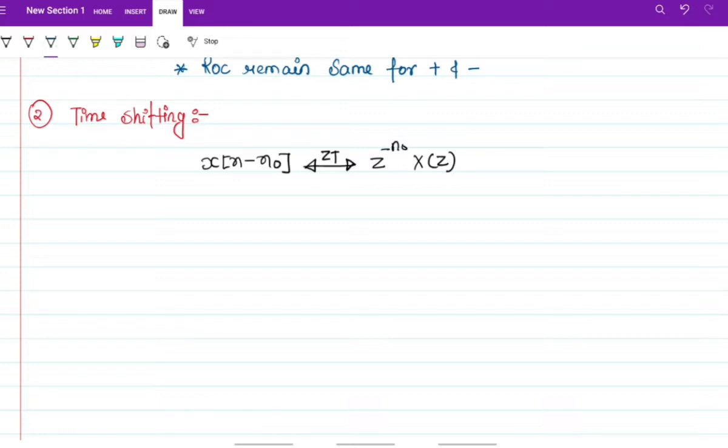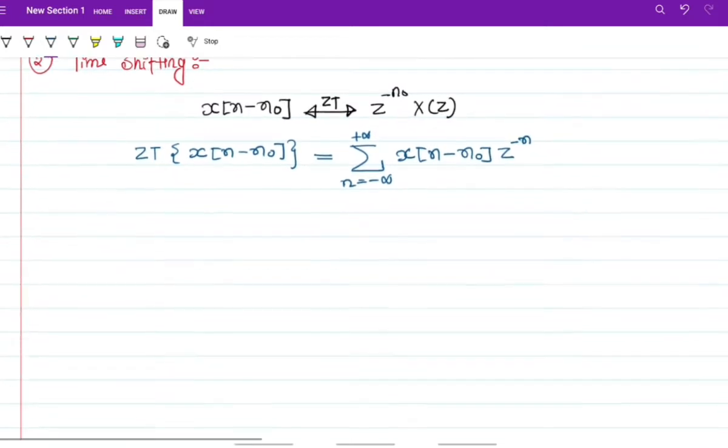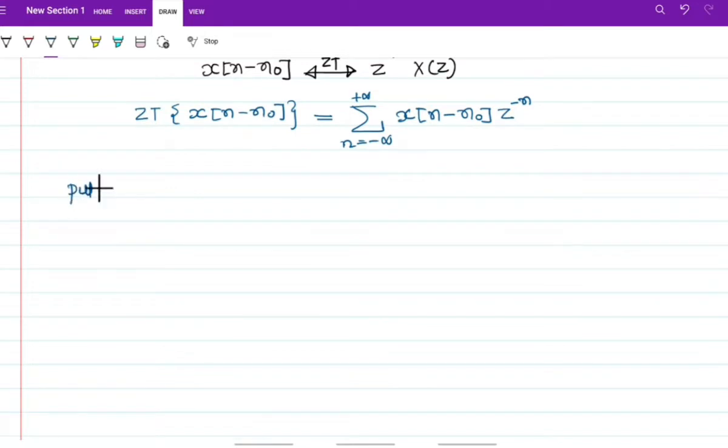Now let's see how we got this. So what is the Z transformation formula? Suppose the Z transformation of x of n minus n naught. How are we going to represent this? This is equal to the summation of n equal to minus infinity to plus infinity of x of n minus n naught into z to the power minus n. This is the formula. Now put n minus n naught equal to k.